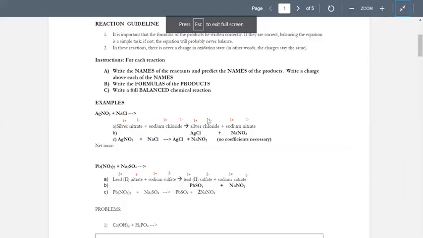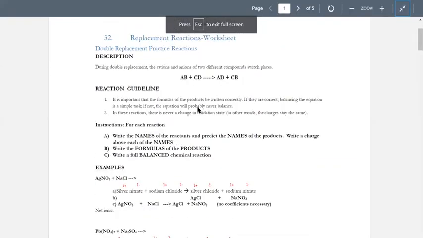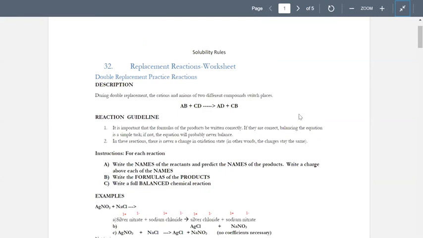And this is a double replacement reaction. And what happens in a double replacement reaction is, this is an ionic compound, an ionic compound. Ionic compound means it has positive charge, negative charge, positive charge, negative charge, positive, negative, positive, negative.